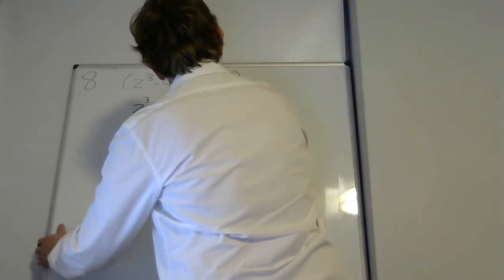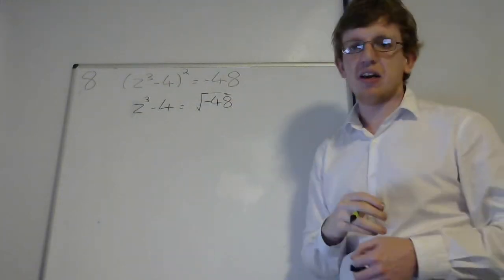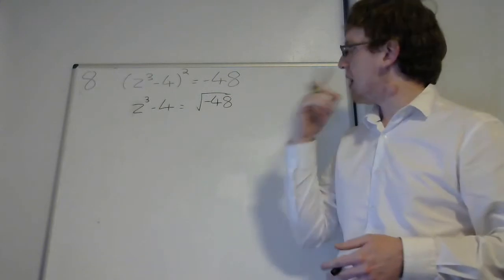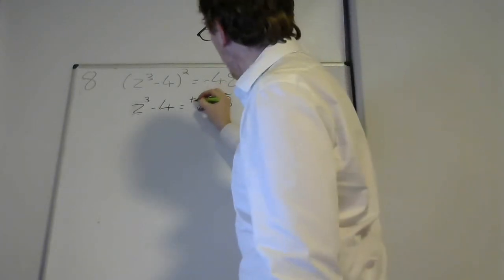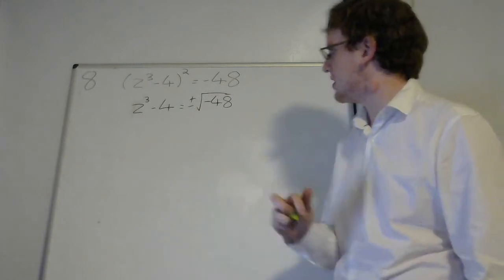If you wrote down the square root of minus 48, you would be wrong. Or well, you'd be halfway there. You're half right, you're half wrong. Something that I always used to catch people out, when you square root, you have to remember your plus and minus. So plus or minus the square root of minus 48.